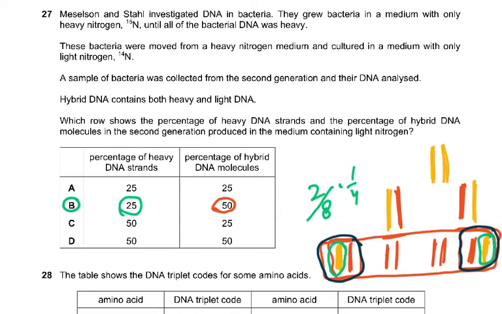So please understand this question. Why was it 25% and 50%? Percentage of heavy DNA strands. Percentage of hybrid DNA molecules. Now this is very different English. Percentage of heavy DNA strands, which are the ones I've shown in yellow. And percentage of hybrid DNA molecules. So one red and one yellow, and one yellow. This is a hybrid DNA molecule. So I hope this is clear to all of you now.